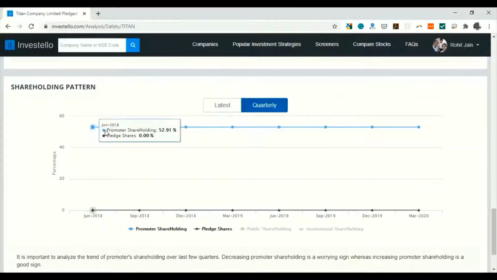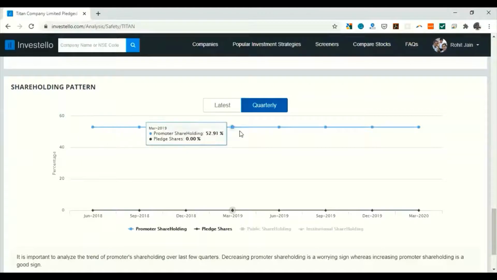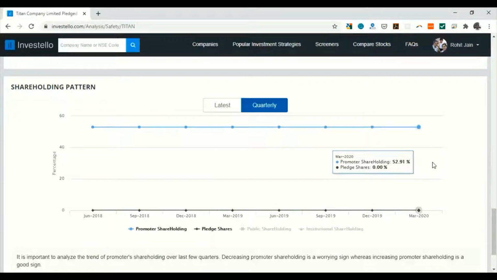If the promoter is actually selling their shares, then definitely this is a red flag, because usually promoters don't do that unless they have a very good reason to do that. So either they need to raise some funds or whatever. They have a lot of ways to raise money. Promoters decreasing their shareholding in a very significant way is a definite red flag.